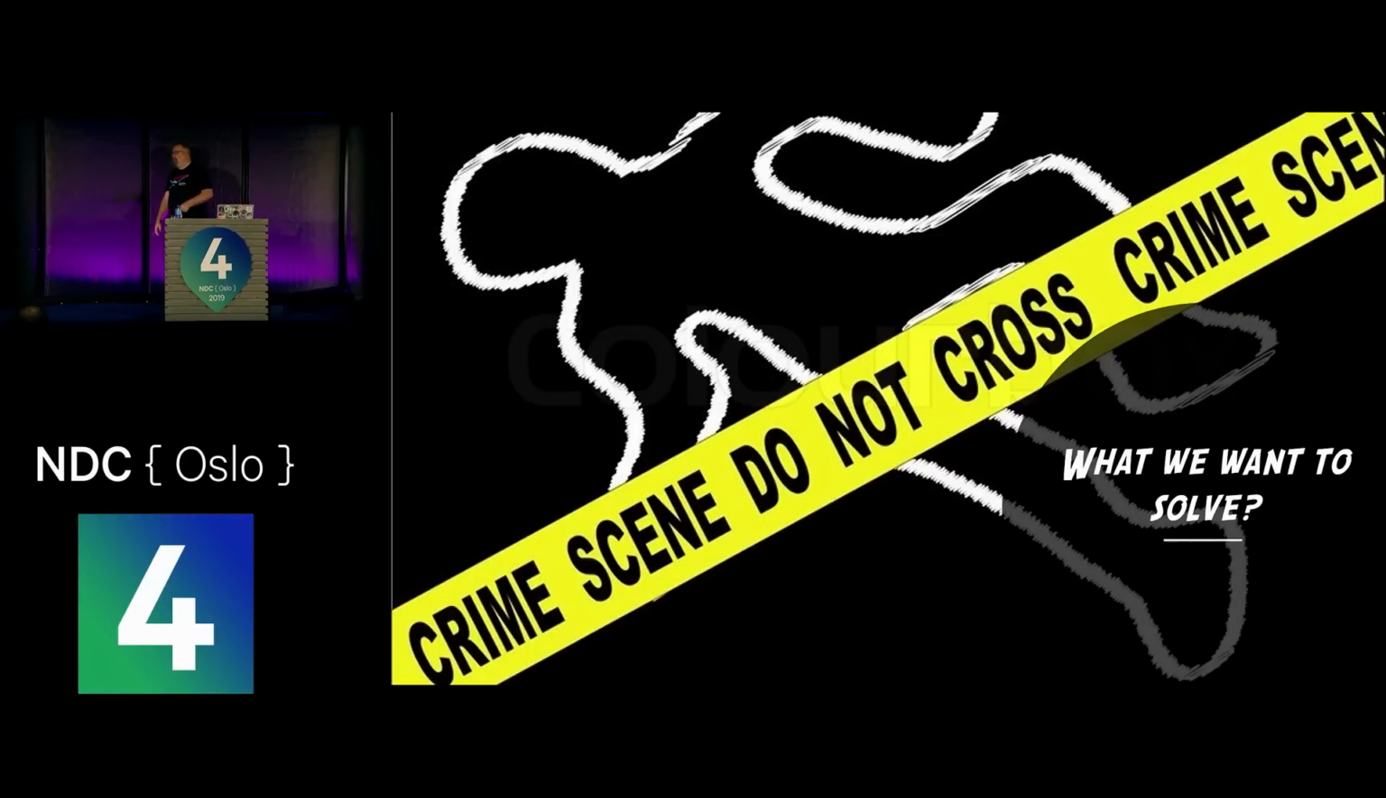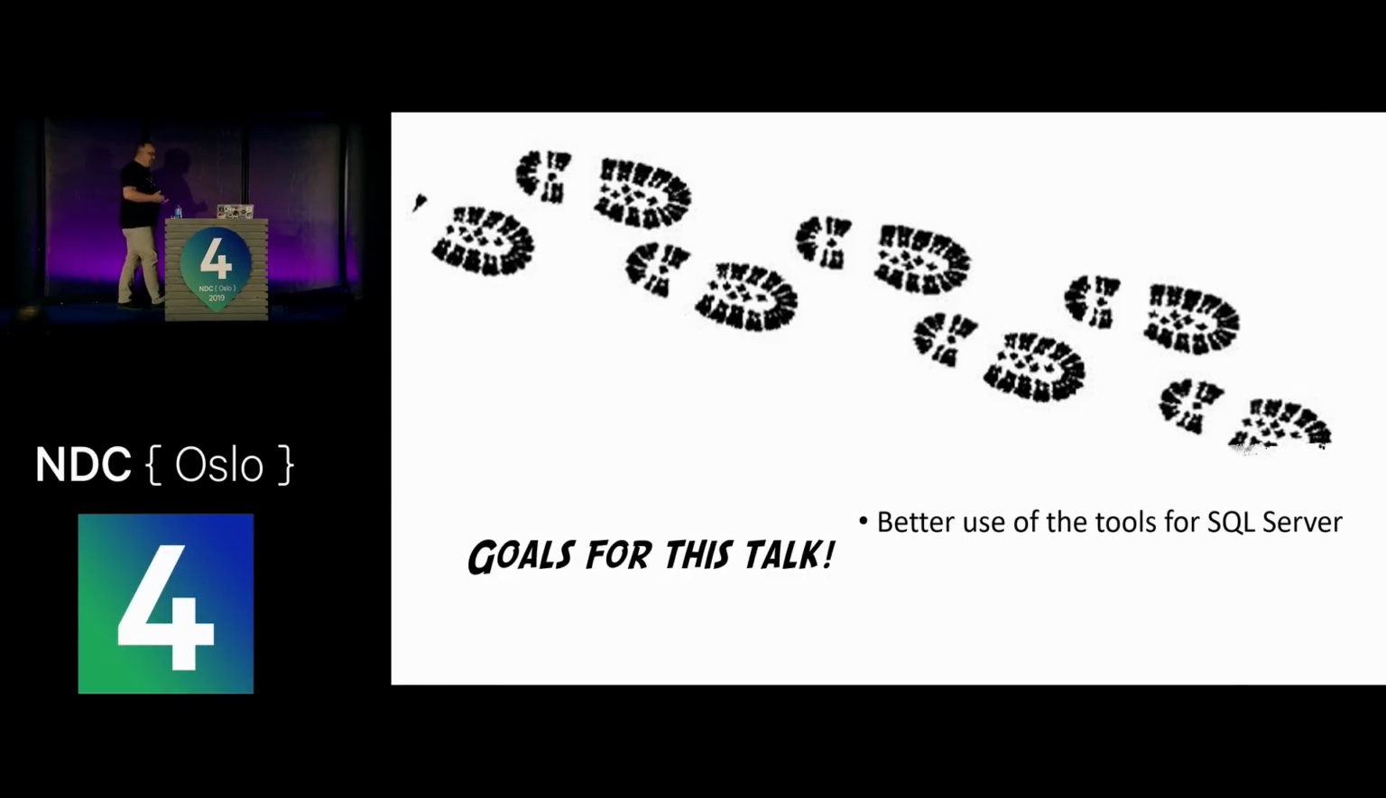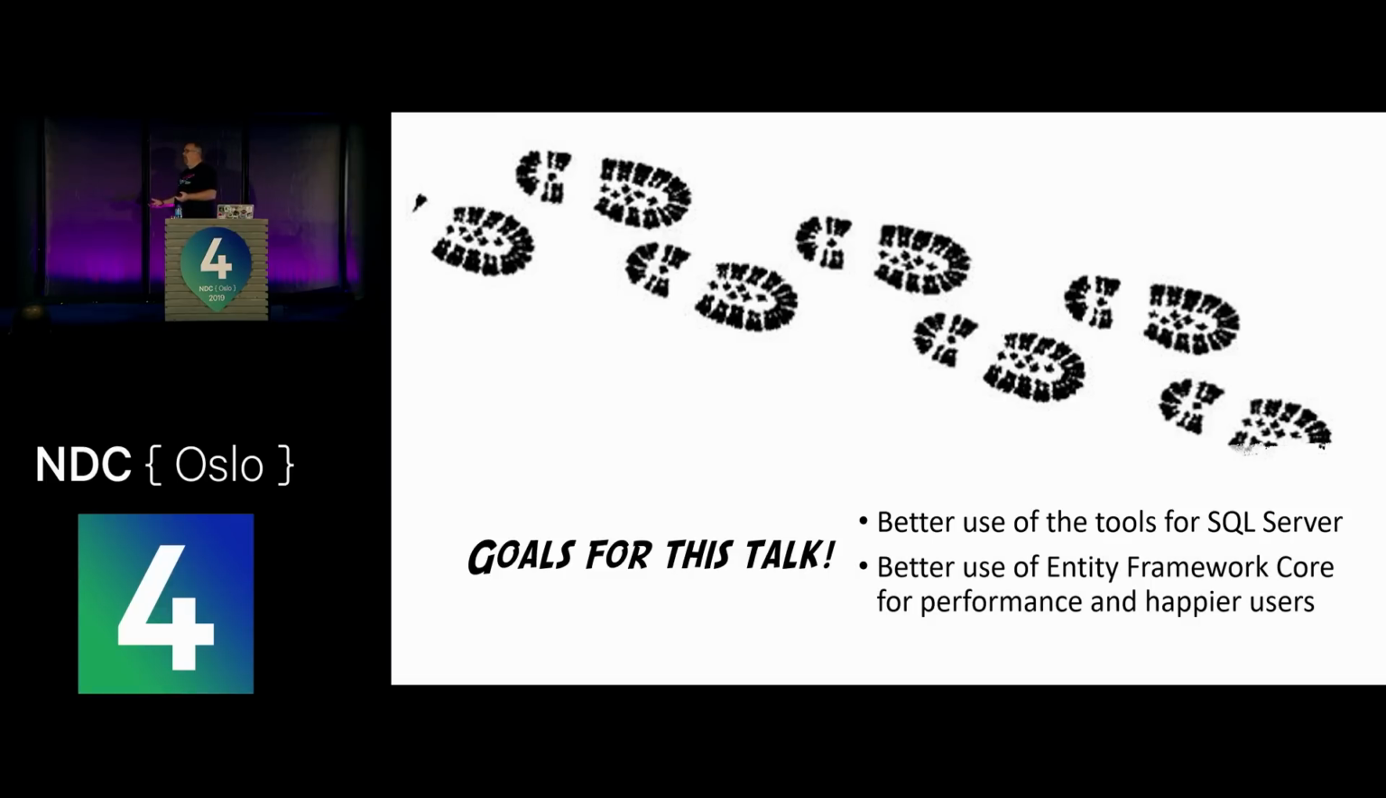So what are we going to get out of this talk? I'm hoping that we get three things out of this talk. First, the idea that we need to use the tools that come with SQL Server to better our Entity Framework use. Also, I have some material that will help us improve how we use Entity Framework Core for performance and to make our users happier. And last, I hope that we all can get a better relationship with the DBAs that we work with now or in the future, because it is important to have a little bit of understanding about what they go through and what they use and some of the tools.